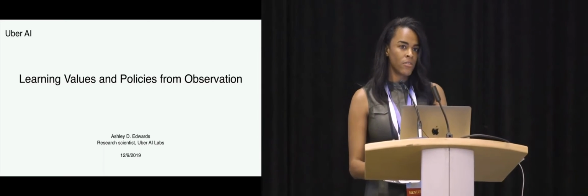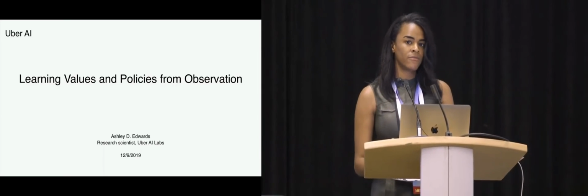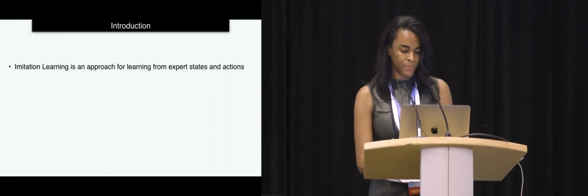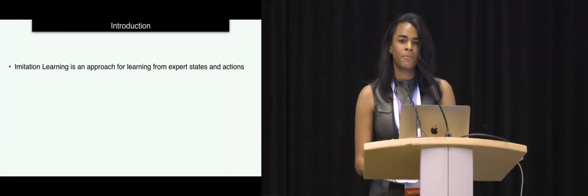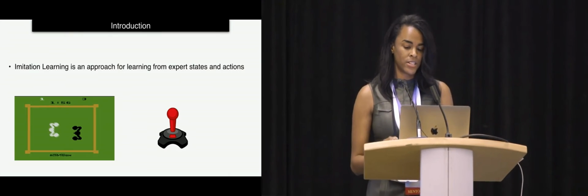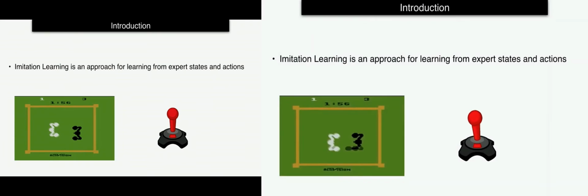The focus of this talk will be on an imitation from observation approach that I worked on during my PhD at Georgia Tech. So imitation learning is an approach for learning from states and actions from expert demonstrations. For example, maybe I want to teach a robot to play boxing by showing it how to move all the different positions on a joystick.